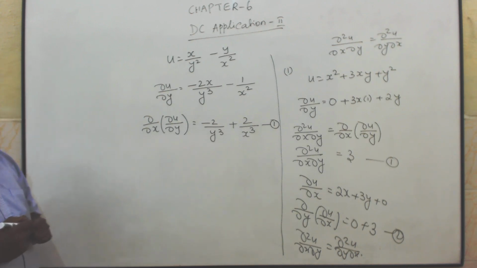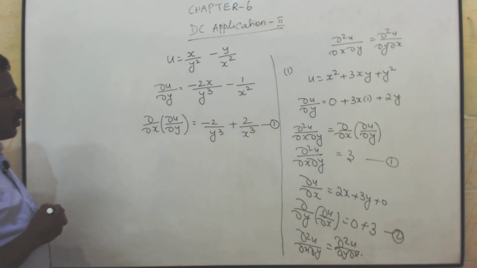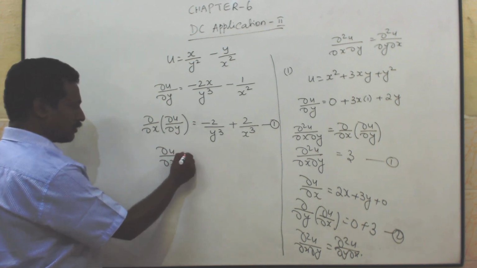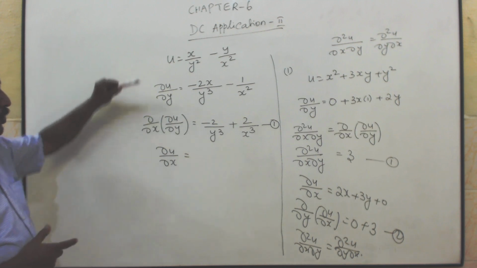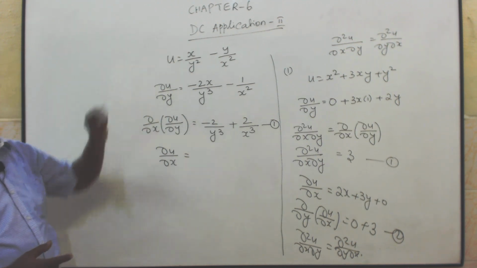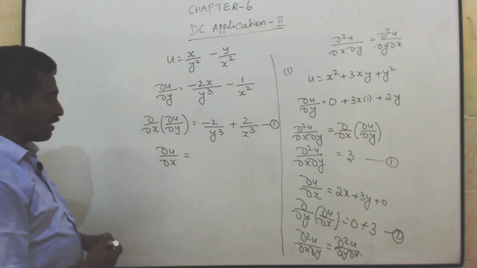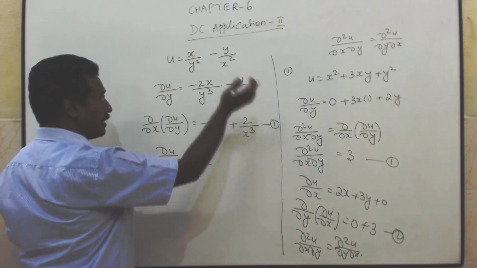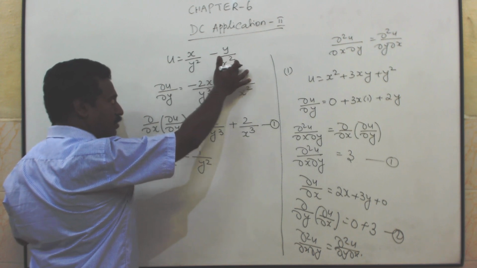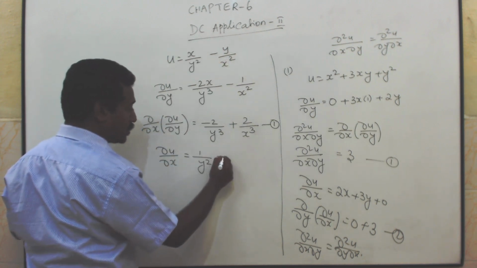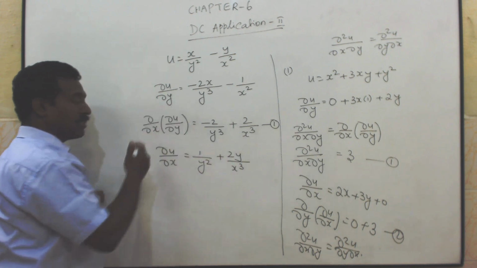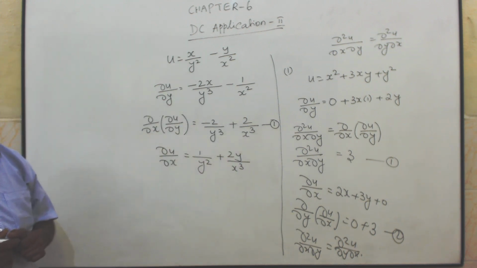What is the second part? You have to find out dou u by dou x first. In u, x is in numerator. Numerator means directly you can differentiate, 1 by y square. But x is in denominator. 2 goes to numerator, minus 2. That is plus 2y divided by x cube, using the formula 1 by x power n.